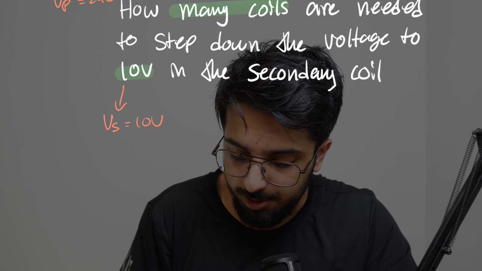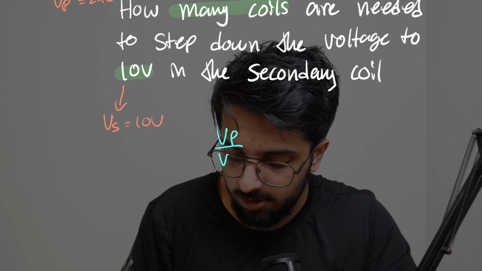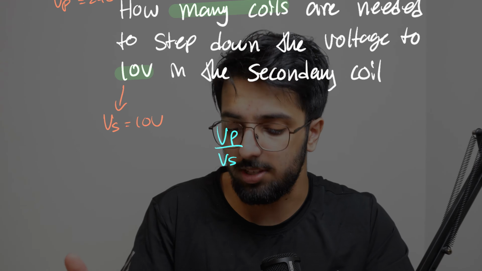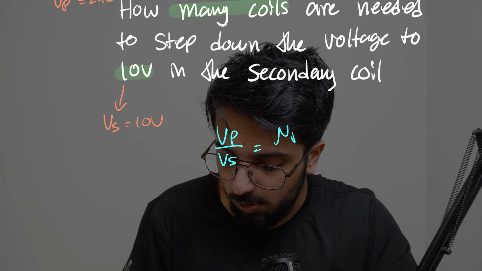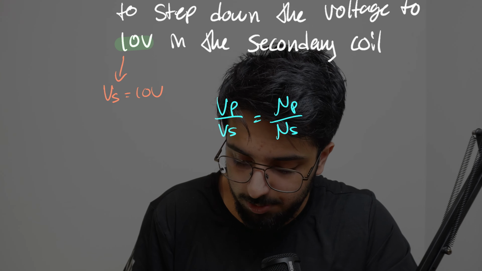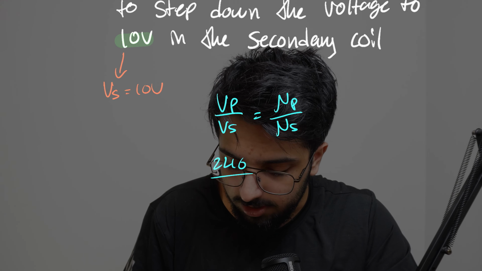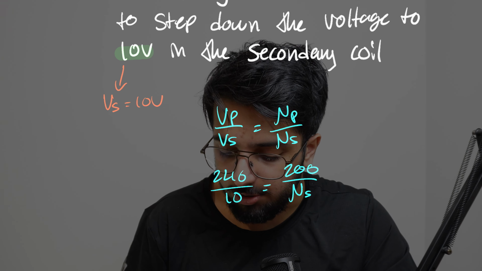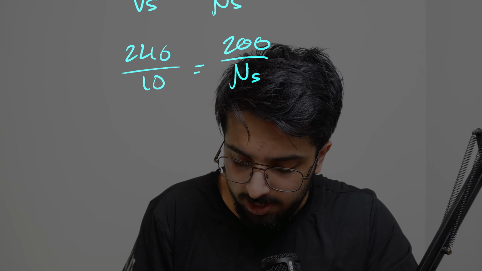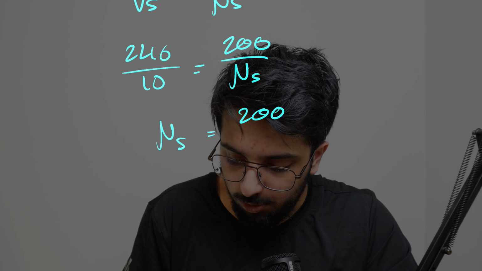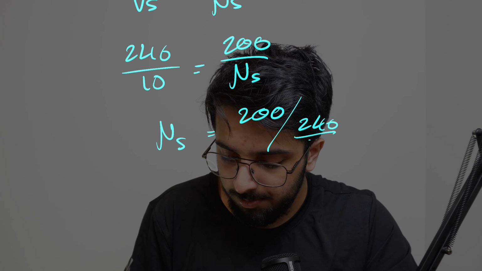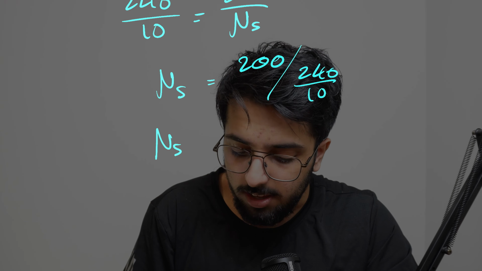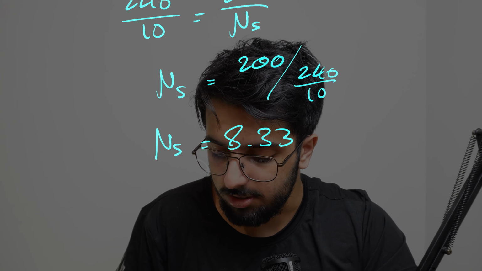And so therefore, because VP all over VS, where P is for primary and S is for secondary, is equal to NP all over NS, plugging in our numbers, we get 240 all over 10 is equal to 200 all over NS, which is what we're trying to find. Now we can rearrange for NS, and we get 200 all over 240 divided by 10, and this gives a value of NS as 8.33 turns, okay?